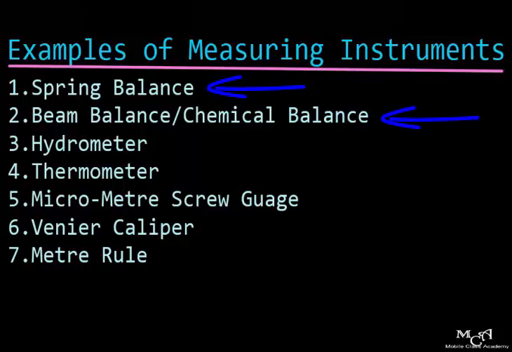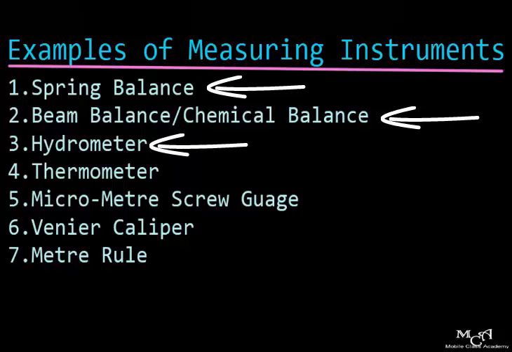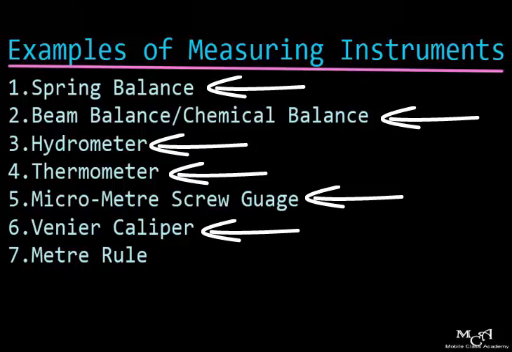As we move on further in the class, I'm going to show you the diagrams of all these measuring instruments. The first one, like I said, is the spring balance, and the second one is the beam balance or chemical balance. The third one is the hydrometer, the fourth one is the thermometer, the fifth one is the micrometer screw gauge, the sixth measuring instrument is the vernier caliper, while the seventh one is the meter rule. If you look at these instruments I've mentioned, they all have their different uses.